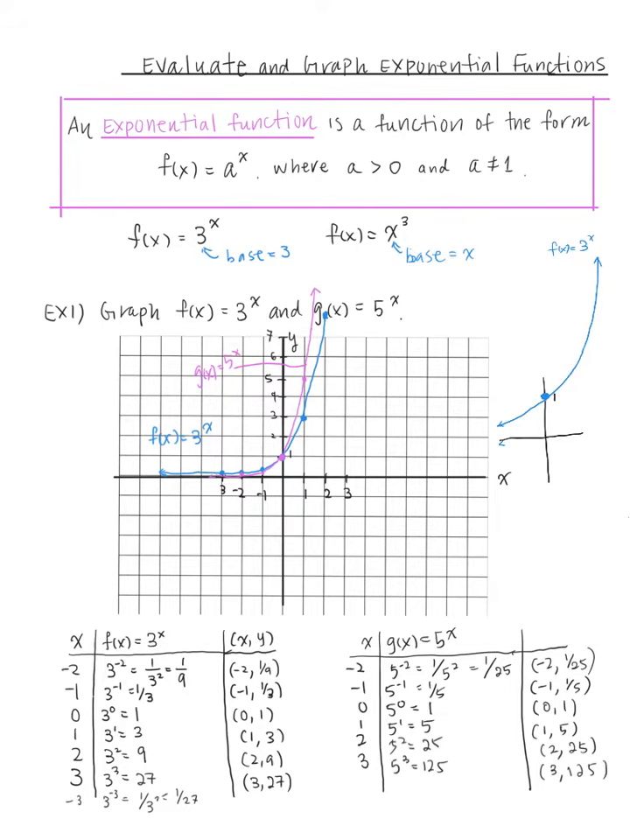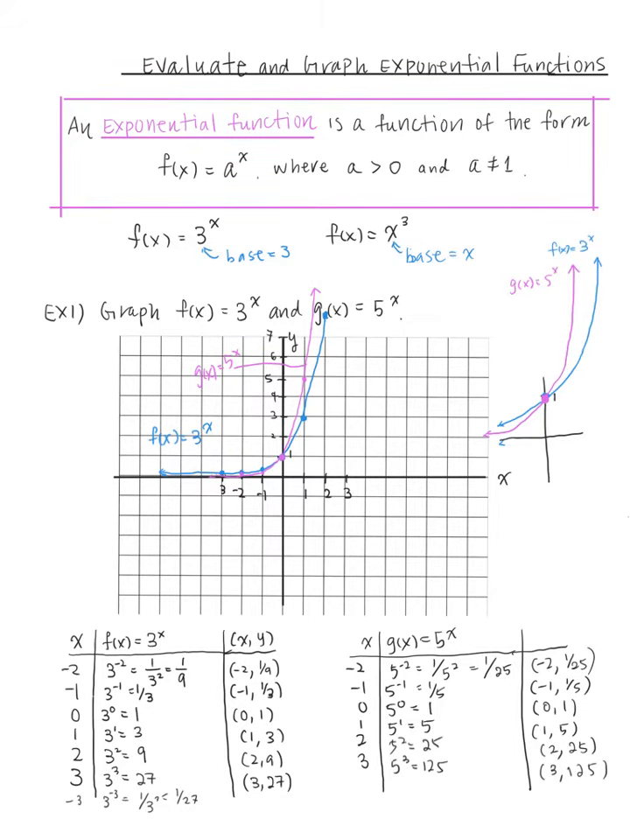Now for g of x equals 5 to the x, this is what's going on. It's also going to go through (0, 1), but it's going to get closer to the x-axis much quicker. I'm talking about the left tail end of the graph. And when it passes (0, 1), it's going to be sitting inside of 3 to the x. So I don't know if you can tell by looking at this graph, but this is our g of x equals 5 to the x.